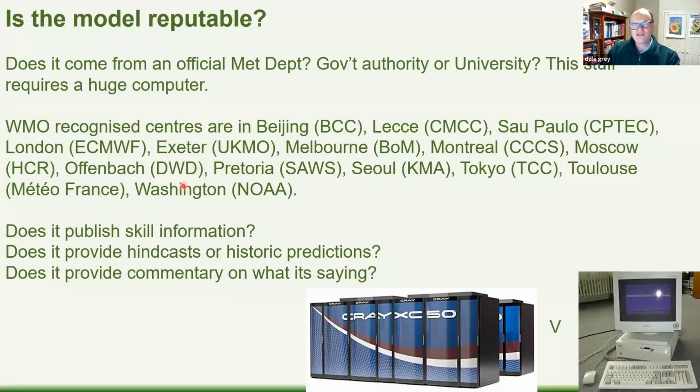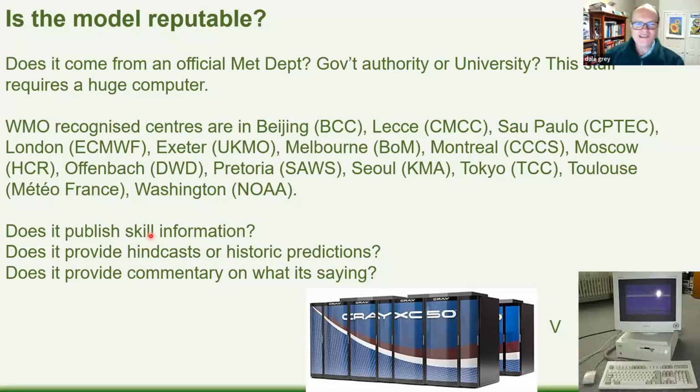Other things that are really useful, I find, about what makes forecasts better is just the extra bits that they add. Do they publish skill information about their model? And we're going to talk about skills soon. Do they publish how good their model is? Or is there no information whatsoever?